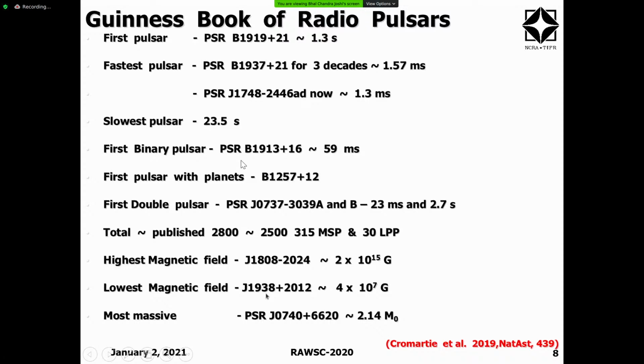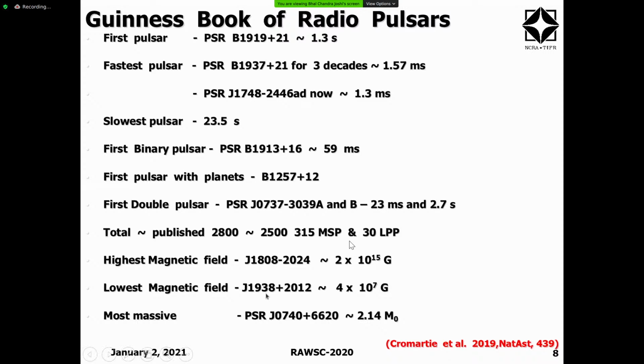And you have found planets. In fact, the first exoplanets were found around a pulsar, which is 1257 plus 12. And then there is a unique system in which there are two neutron stars going around each other, and both of them are seen as radio pulsars, which is J0737 minus 3039, and so on. This number is slightly older. As of today, 2,900 of these pulsars have been discovered.